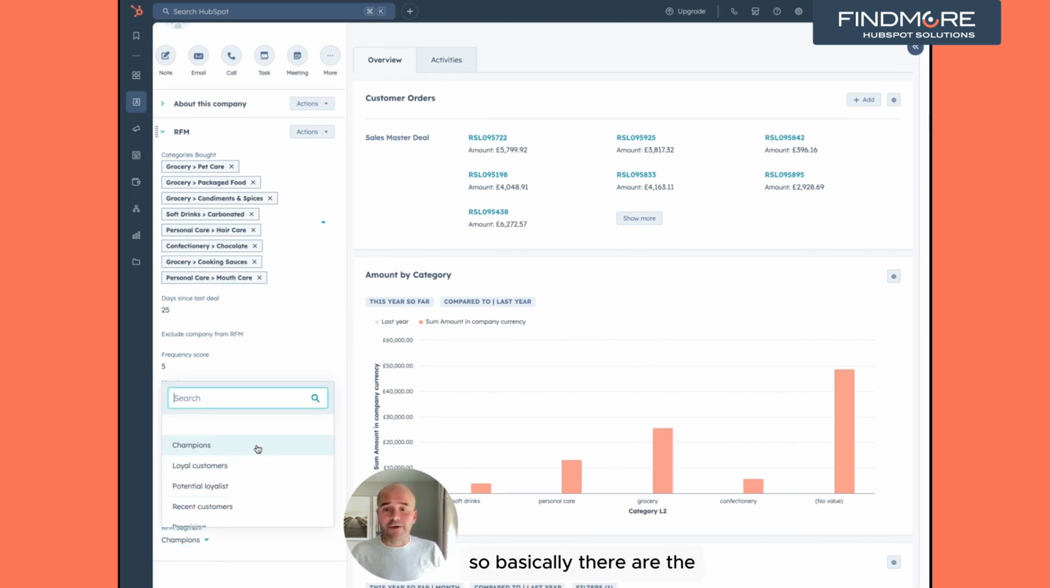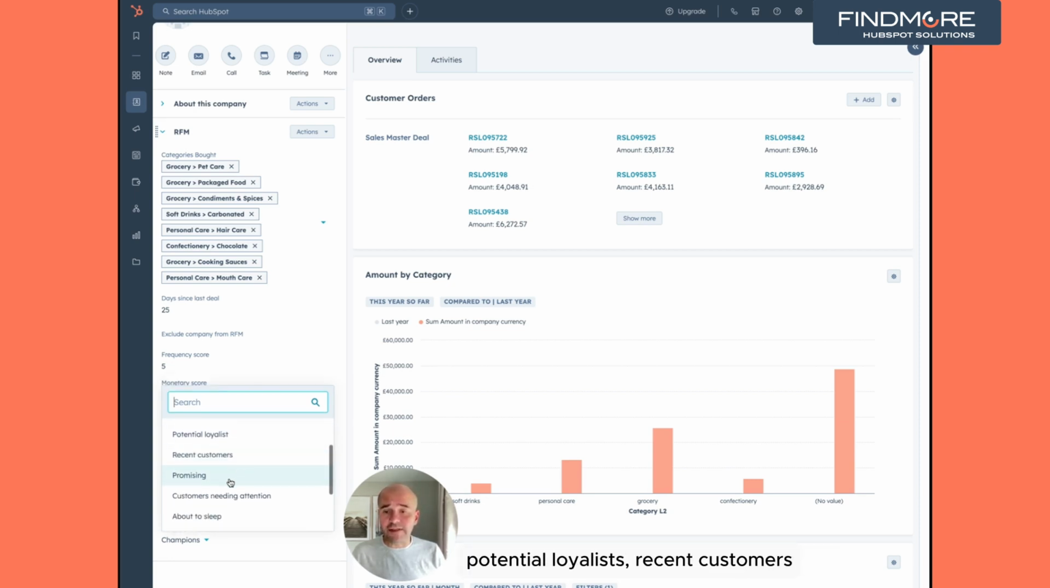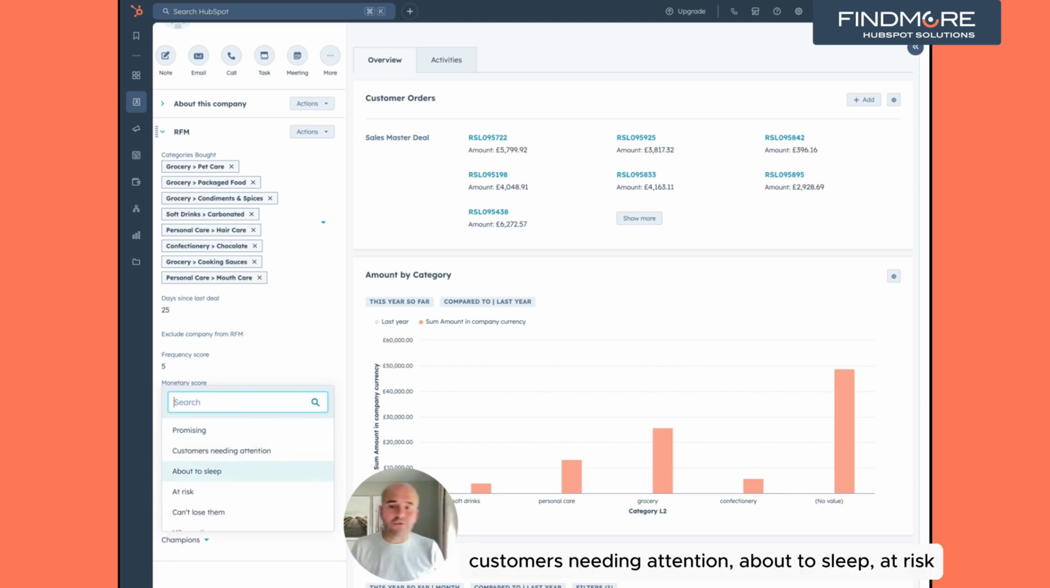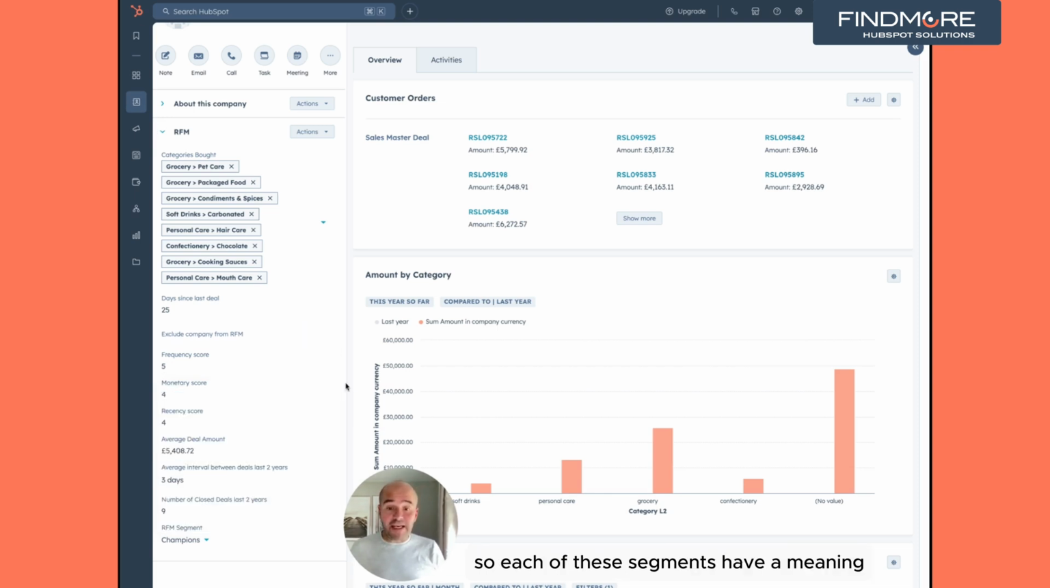So basically, there are these segments. You can have champions, loyal customers, potential loyalists, recent customers, promising customers, customers needing attention, about to sleep, at risk, can't lose them, and hibernating. Each of these segments has a meaning. Basically, we use active lists in HubSpot.